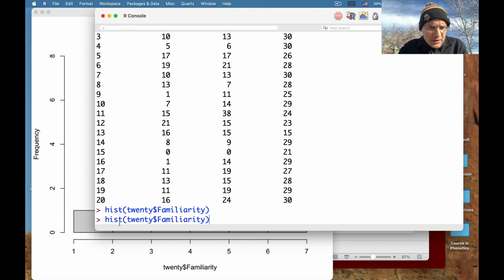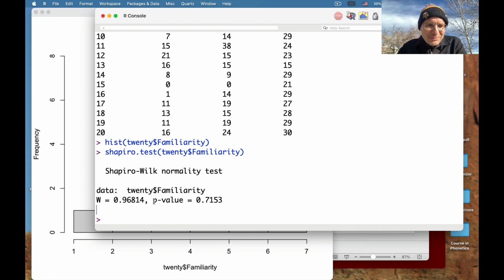We could also test it, though, using this Shapiro-Wilk test. And if you didn't catch this when we looked at the slide there briefly, we find out that our p-value is bigger than 0.05. And this W value is actually quite big.